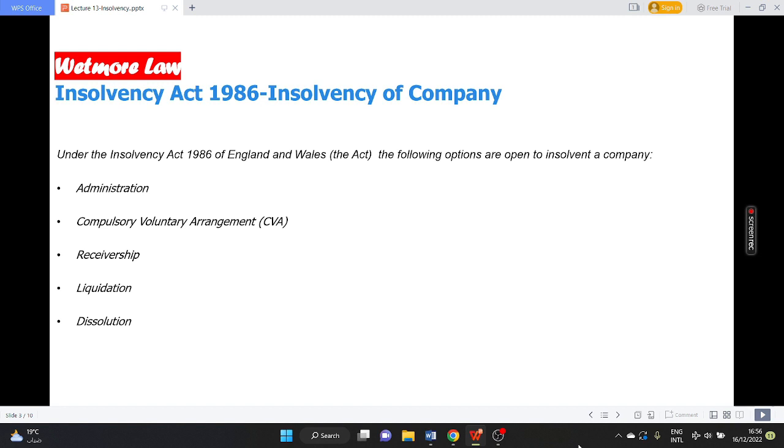Number two, company voluntary arrangement, CVA. A CVA is a voluntary arrangement between a company and its creditors under the supervision of an insolvency practitioner. This is more cost effective and simpler to arrange than an administration. The negative aspect is that there is no stay on the actions of creditors during the CVA process.